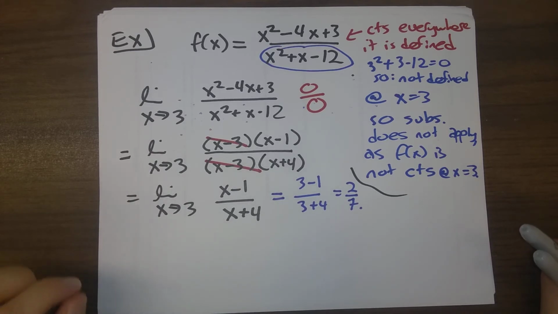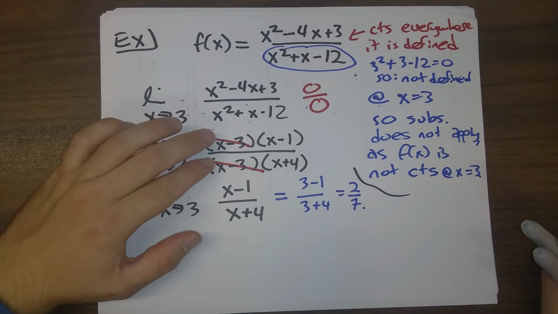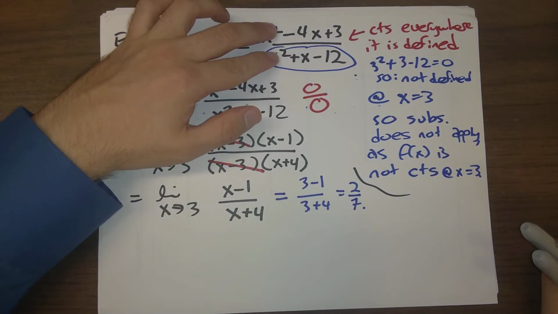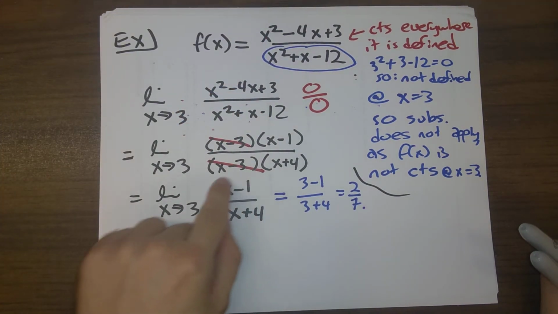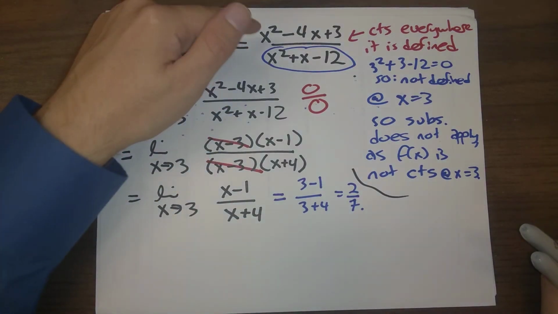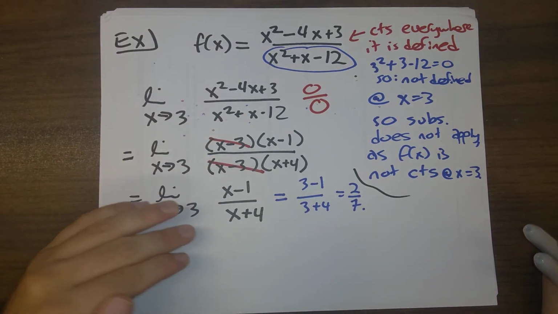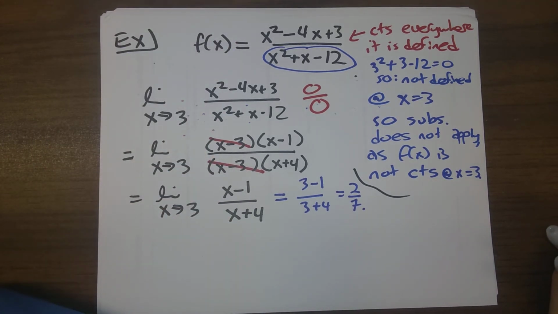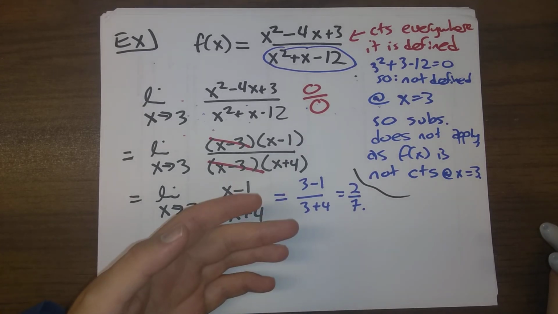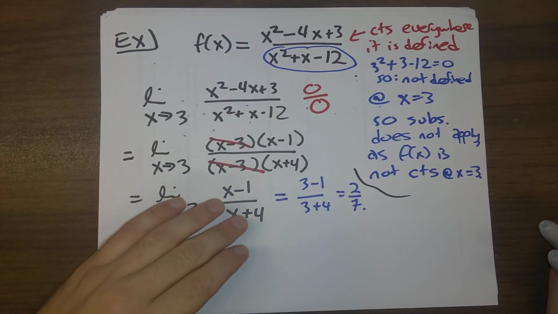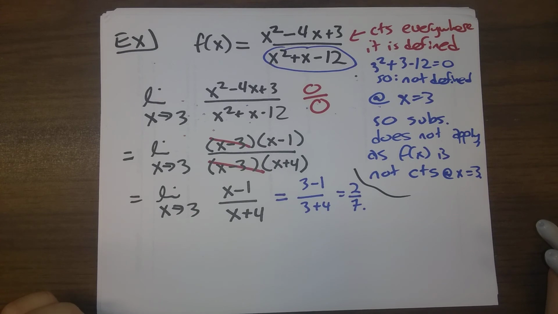Just one little point that I want to make before I wrap up this video is that by canceling out these factors x minus 3, we have changed the function here. So this function, f of x, is different than the function x minus 1 over x plus 4. Because this function is not defined when x is equal to 3. This function is defined when x is equal to 3. So we have changed the function. However, it is worth noting that limits only care about what happens close to x is equal to 3. So the fact that we have something different at x is equal to 3, but we're not changing what's going on around x is equal to 3, means that this is okay.